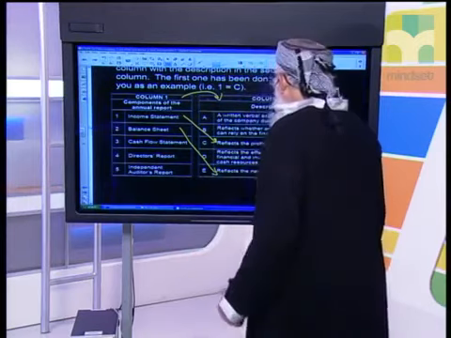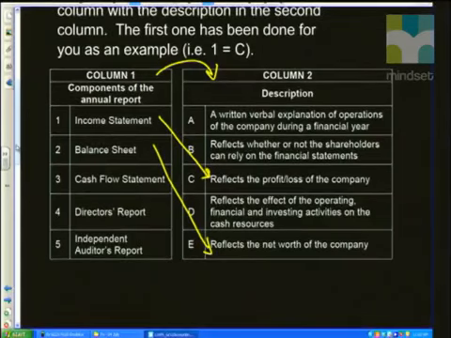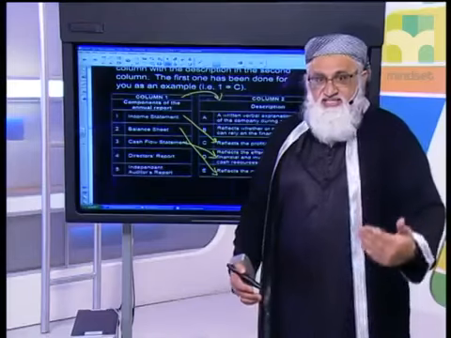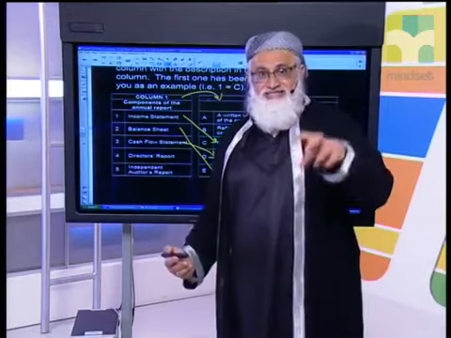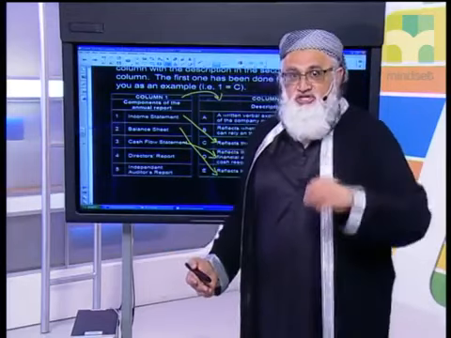Next one, the cash flow statement. What does the cash flow statement talk about? What are we going to be dealing with today? Let's look at the alternatives. It says there, reflects the effect of operating, financing and investing activities on the cash resources. So clearly you can see that that is what your cash flow statement is all about. It's about investing activities, financing activities, operating activities, dependent on my cash resources.